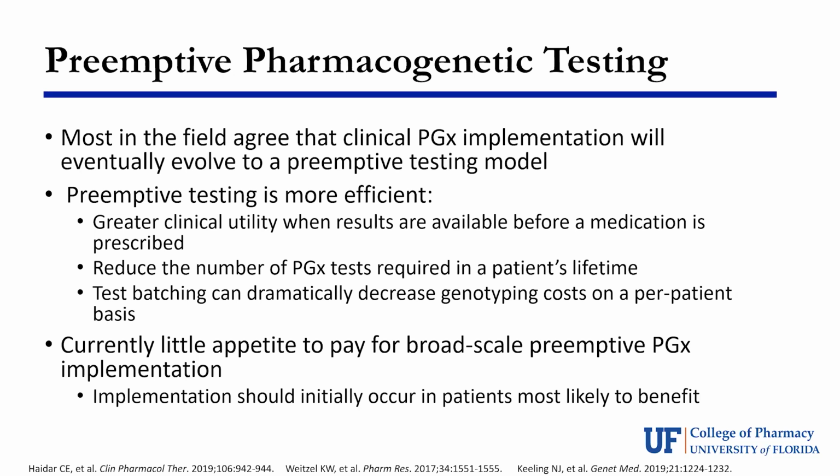The other way it decreases cost is that test batching can greatly decrease genotyping costs on a per patient basis. So the higher the testing volume in general, the lower the genotype cost can be, which is why, for instance, 23andMe, I guess before they went bankrupt, could afford to test people for $80 or $100, because the volumes they were dealing with made the testing cost on a per patient or per customer basis much lower than a standard laboratory test run in a healthcare system.